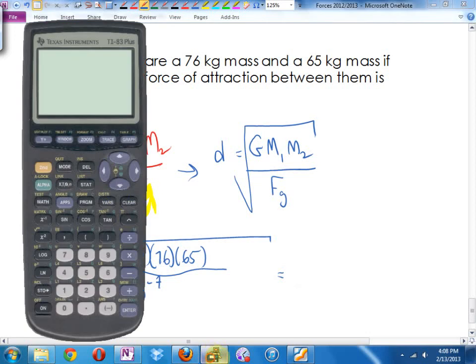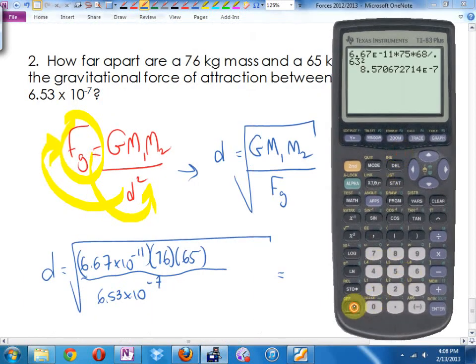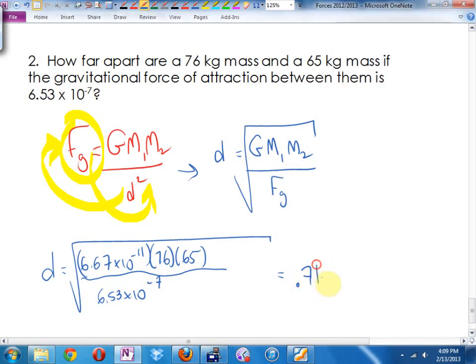Meanwhile, let's crunch the numbers. When you're square rooting something this ugly, type the inside first, get an answer, and then hit the square root on the answer. Trust me. I'm going to go 6.67, scientific notation, negative 11, times 76 times 65 divided by 6.53, scientific notation, negative 7. Square root of that. They're about 0.71 meters apart, about 71 centimeters. Oh, not far.